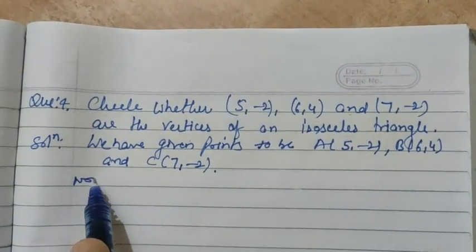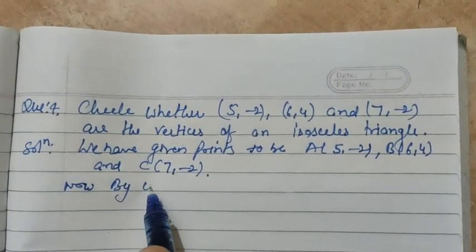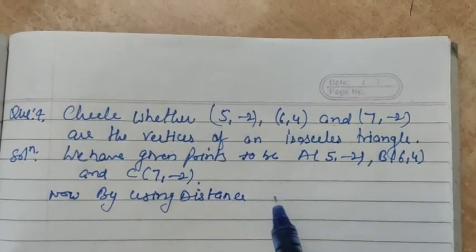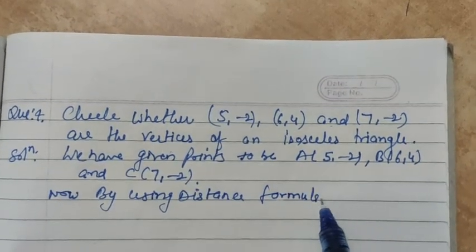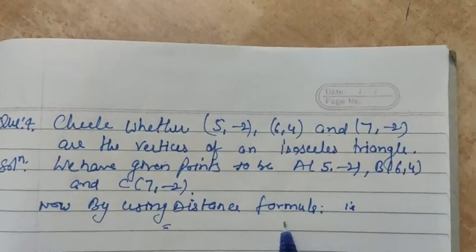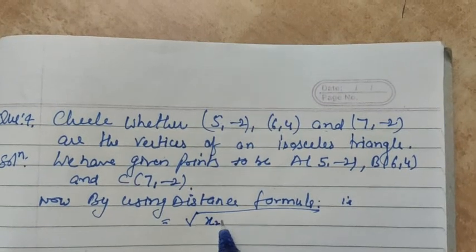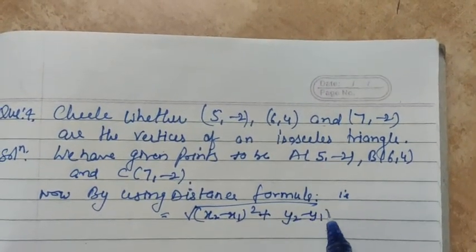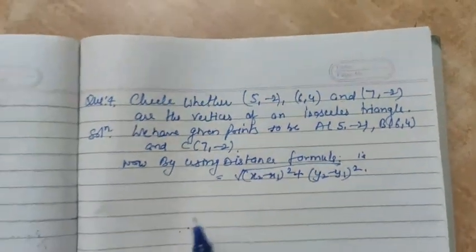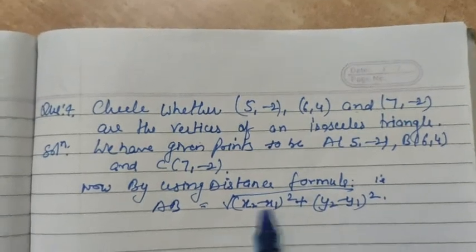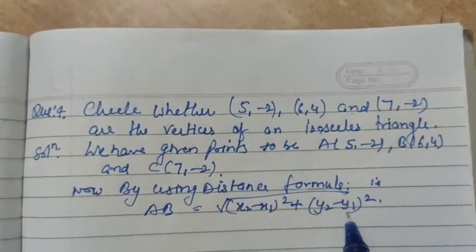So now by using distance formula, that is under the root x2 minus x1 square plus y2 minus y1 square. So here AB equals under the root x2 minus x1 square plus y2 minus y1 square.